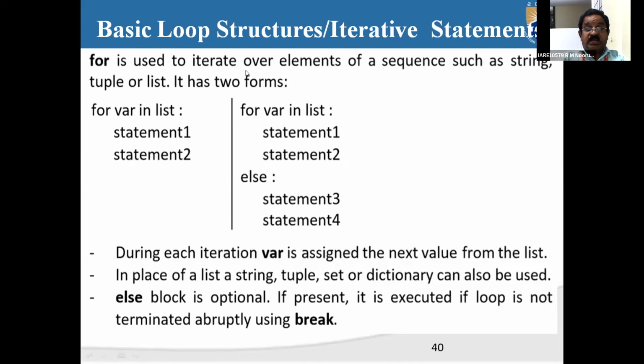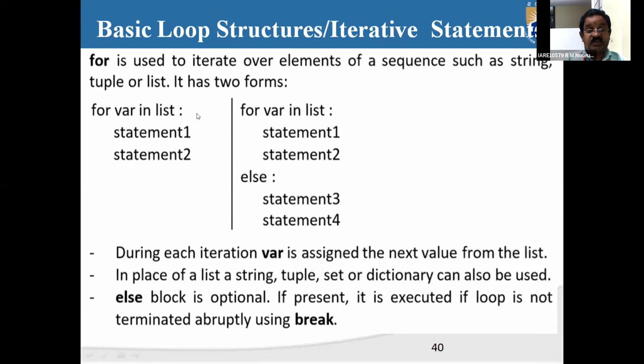So for is used to iterate over the elements in a sequence such as a string, tuple, or list. We can make use of all types of sequences while using the for loop: string, tuple, list, sets, and dictionaries can be used. The general syntax for this for statement is: for variable in list. This particular list may be any of the sequences that you are going to use.